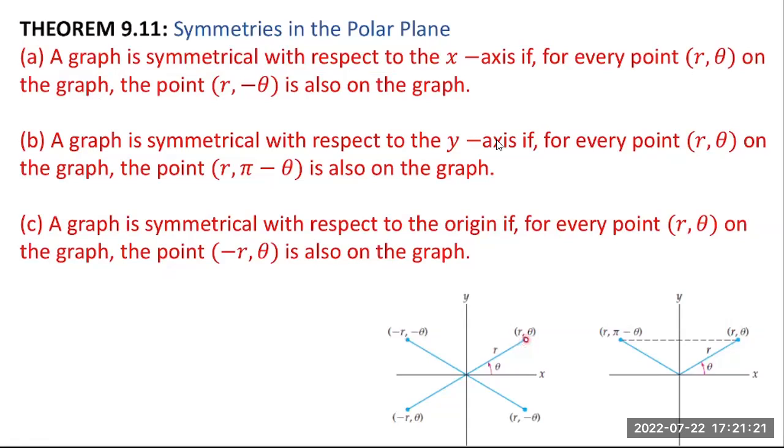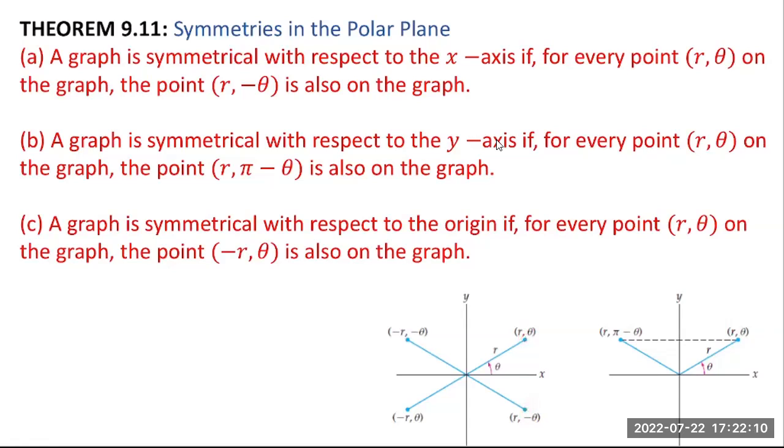Where is r comma minus theta located? If this point is r comma theta, let's say this theta angle is a positive angle in the first quadrant, then for r comma minus theta you have to measure minus theta in the clockwise direction, so it would be the point here, right? So it should be the symmetric point of this point with respect to the x-axis, because r is the same in the first coordinate, and the second coordinate is theta here and minus theta there. So whenever r comma theta is on the graph, then r comma minus theta also should be on the graph if it is symmetric with respect to the x-axis.